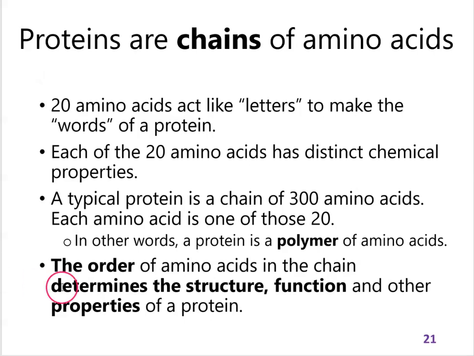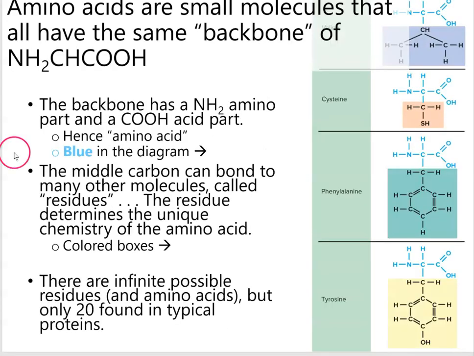So the structure of the protein has to do with how it folds into a complex three-dimensional shape. And that's, again, mostly based on which amino acids are where in the chain. But also its function and some other things. So, let's look at some amino acids. You don't have to memorize the amino acids, you don't have to draw the amino acids, but you have to believe me when I say there are 20 in a typical protein.